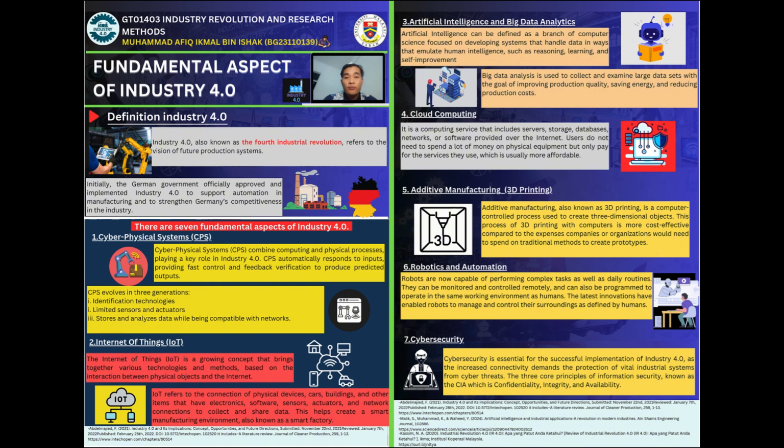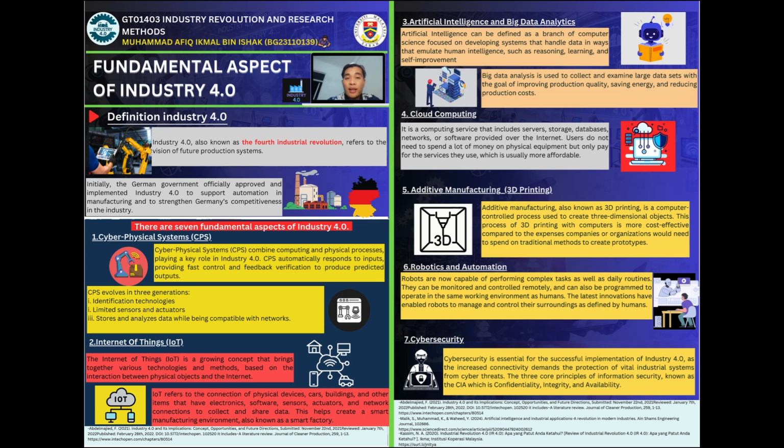Industry 4.0. So, the first is Cyber Physical Systems or CPS. CPS combine computing and physical processes, playing a key role in Industry 4.0. CPS automatically responds to inputs, providing fast control and feedback verification to produce predicted outputs. CPS evolves in 3 generations: the first with identification technologies, the second equipped with limited sensors and actuators, and the third which stores and analyzes data while being compatible with networks.